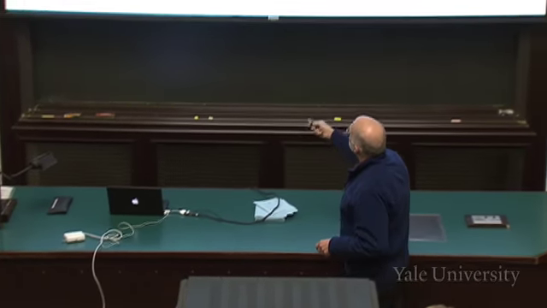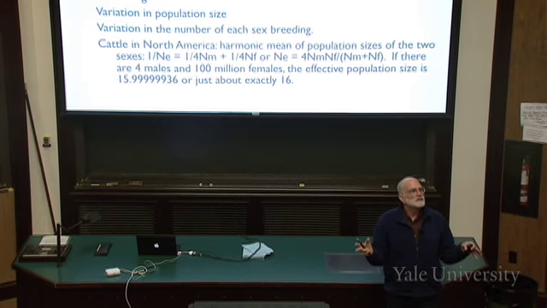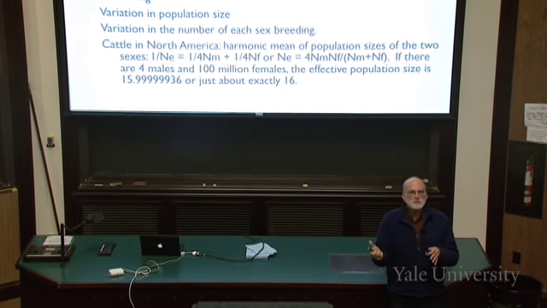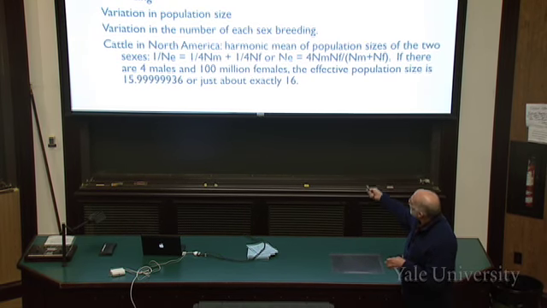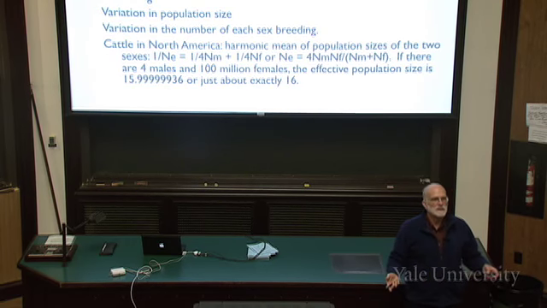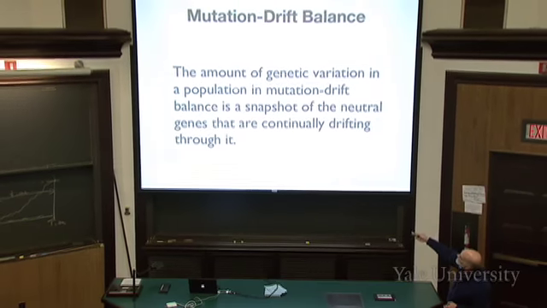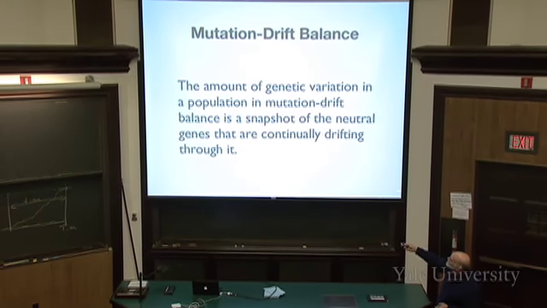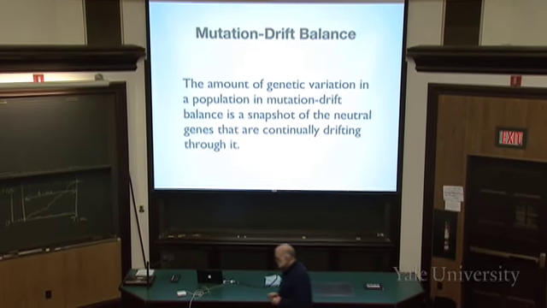And these formulas that have been developed give us the opportunity to take that complex situation and make a quick, useful, back of the envelope calculation of how we can expect genetic drift to be going on in cattle in North America. Basically, they are a small population. So that's the basis of a mutation drift balance. The amount of genetic variation in a population in a mutation drift balance is just a snapshot of the genes that are moving through it.